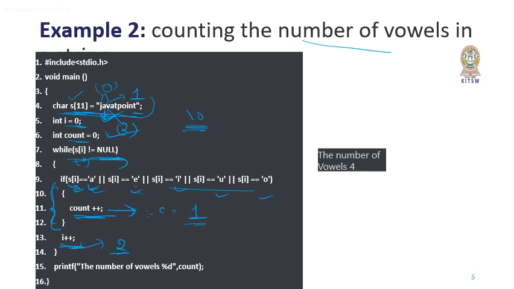Once this condition is met, this loop will not be implemented. The program will be out of the loop. Then directly the number of vowels will be printed along with the count. Count is an integer number, so that's why we are writing %d.